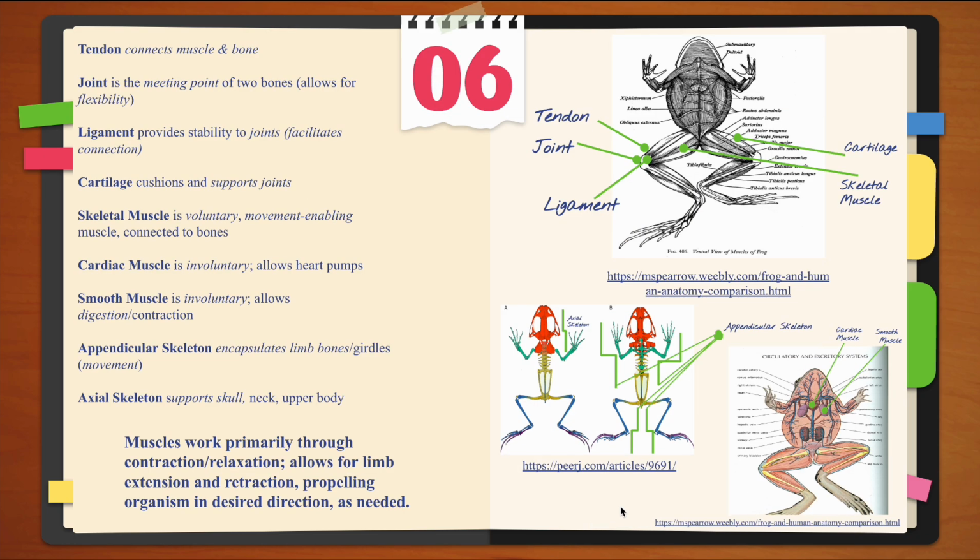The locomotion system of the frog species that was dissected yielded very similar structures. Adding on to the list of aforementioned structures, there's also skeletal muscle, which is voluntary movement enabling muscle that's connected to bones, cardiac muscle, which is involuntary and allows the heart to contract and pump out blood, and smooth muscle, which is involuntary and allows for digestion. Some common movements made possible by these mechanisms are swimming and hopping.